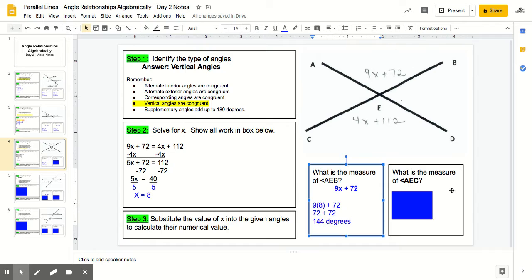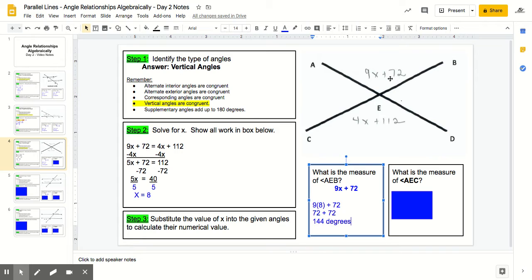Now be careful with the second angle measure. I'm asking you for the measure of angle AEC. This 4x plus 112 is not angle AEC. Angle AEC is right here, angle AEC. I didn't give you a numerical value or an algebraic expression for this angle, but I can still figure out what this angle measure is equal to.